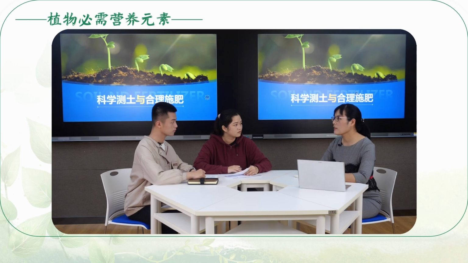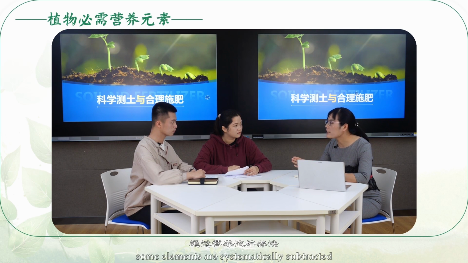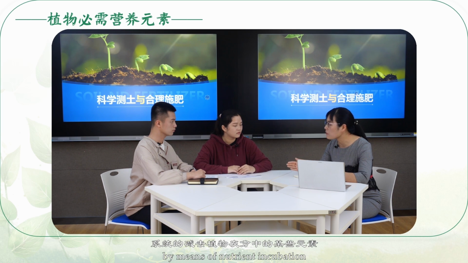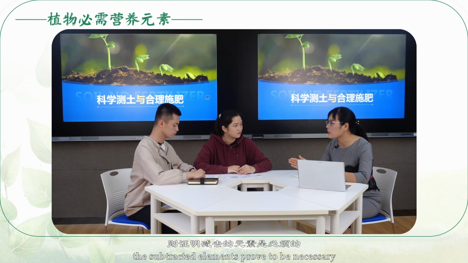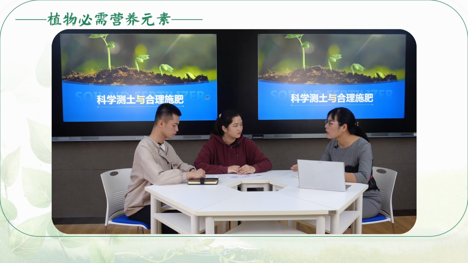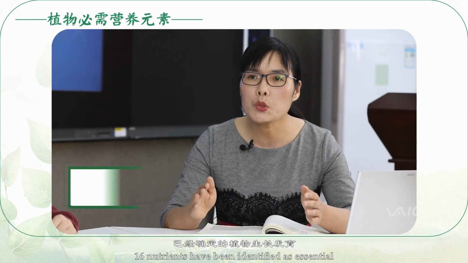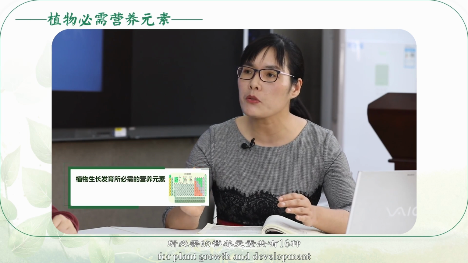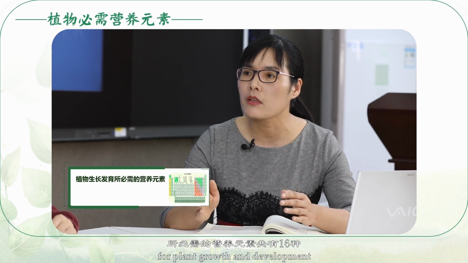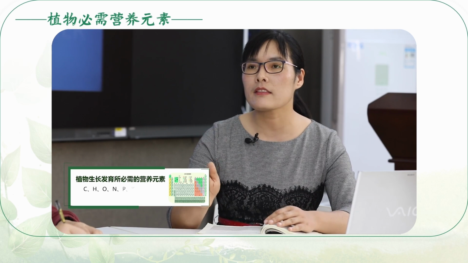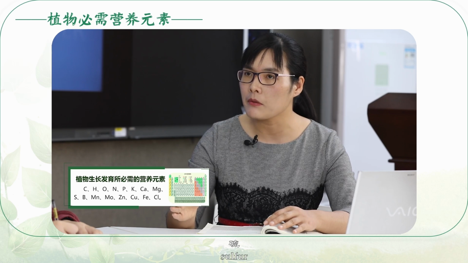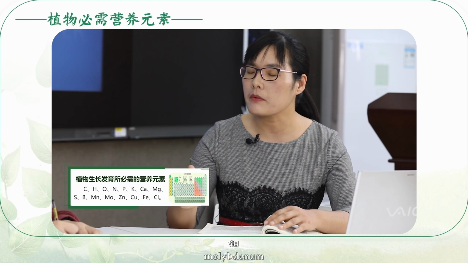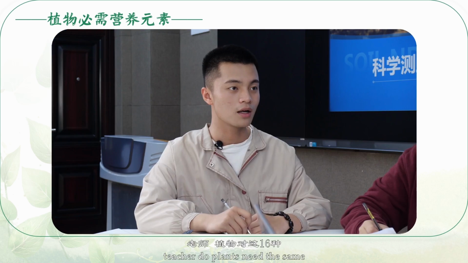According to these three criteria, some elements are systematically subtracted from the plant's ash in the nutrient solution by means of nutrient incubation. And if the plant fails to grow and develop normally, the subtracted elements prove to be necessary. So far, 16 nutrients have been identified as essential for plant growth and development. They are carbon, hydrogen, oxygen, nitrogen, phosphorus, potassium, calcium, magnesium, sulfur, boron, manganese, molybdenum, zinc, copper, iron, chlorine.